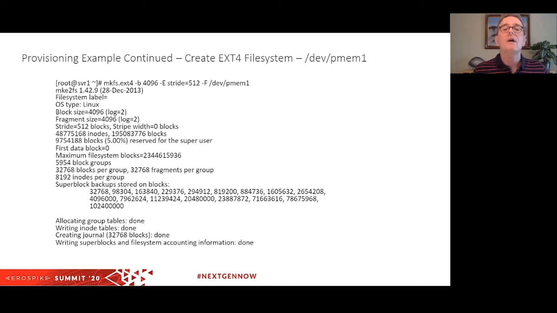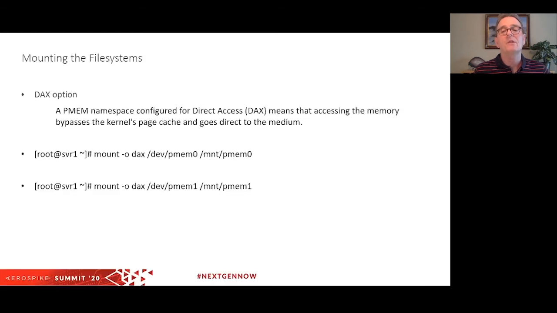So this is the file system creation for the second namespace. And now we apply the DAX option to those two file systems that were created, and mount both file systems.